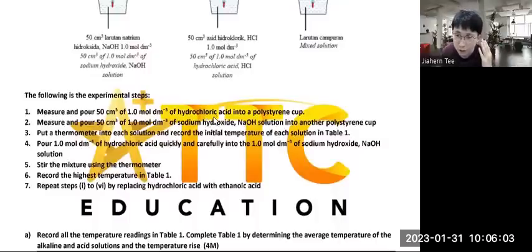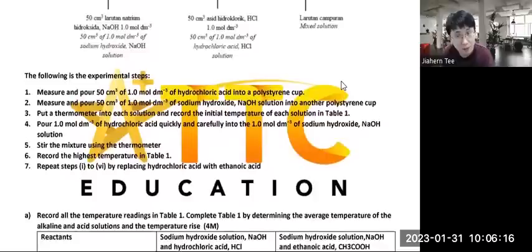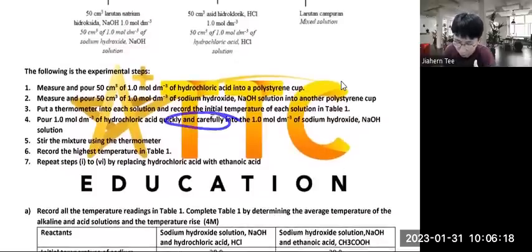Of course, you pour acid into one polystyrene cup, pour your alkali into another polystyrene cup, and then measure and record the initial temperature. Once you have your initial temperature, you mix your acid and alkali carefully into the solution. You stir it using your thermometer and record the highest temperature. So the keyword is record the highest temperature.